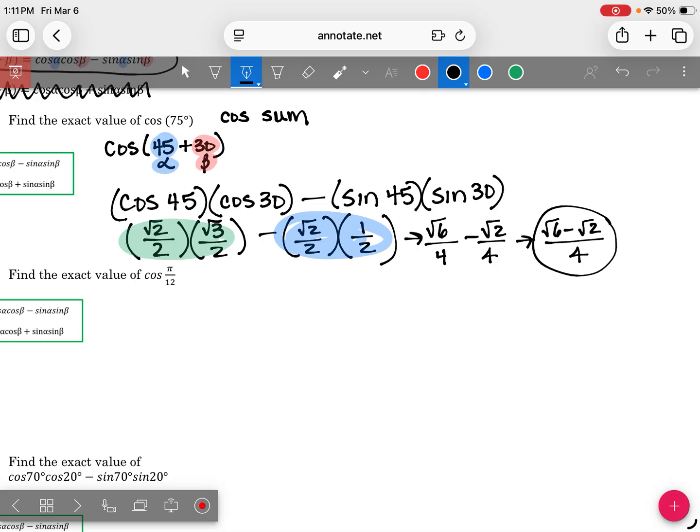On the test, you could do cosine difference also. If you could find two angles that would subtract to give you 75, you have that option. It's just going to say use the sum or difference formula. Okay, all right. Now we got an angle in radians, which is a little trickier.